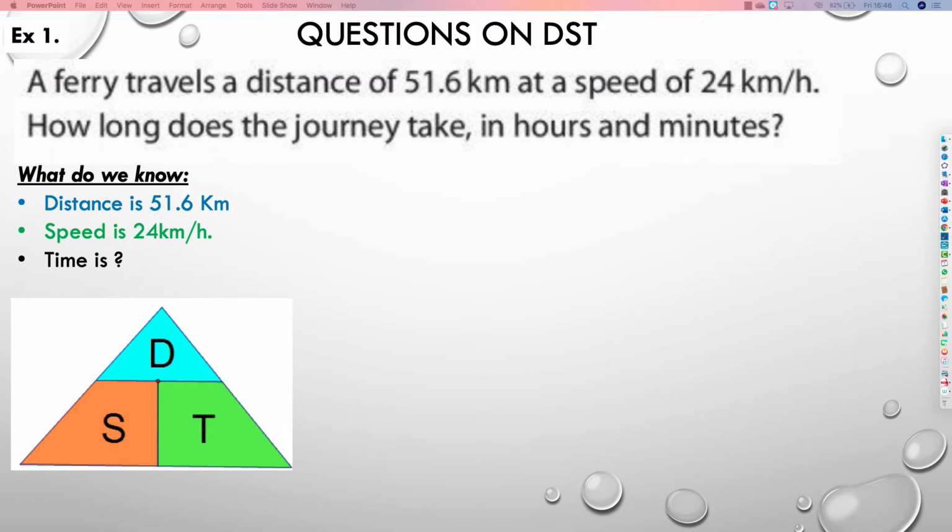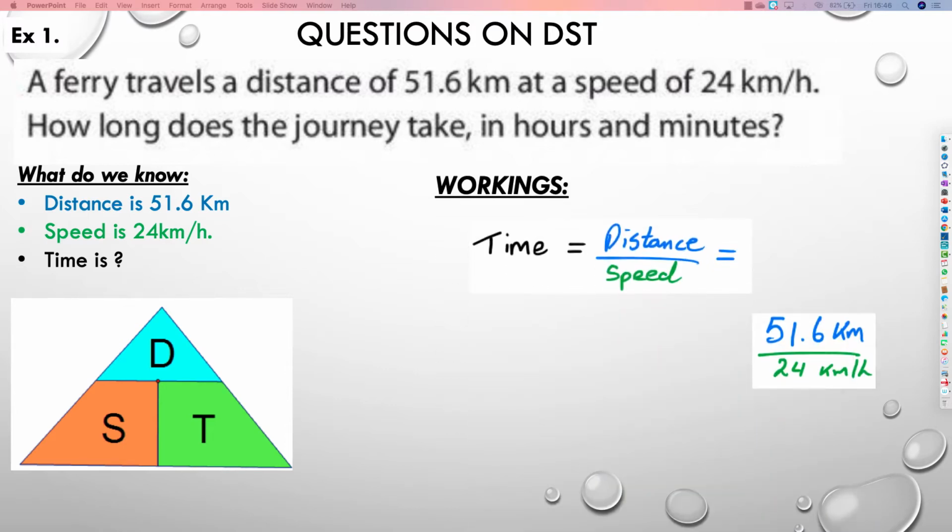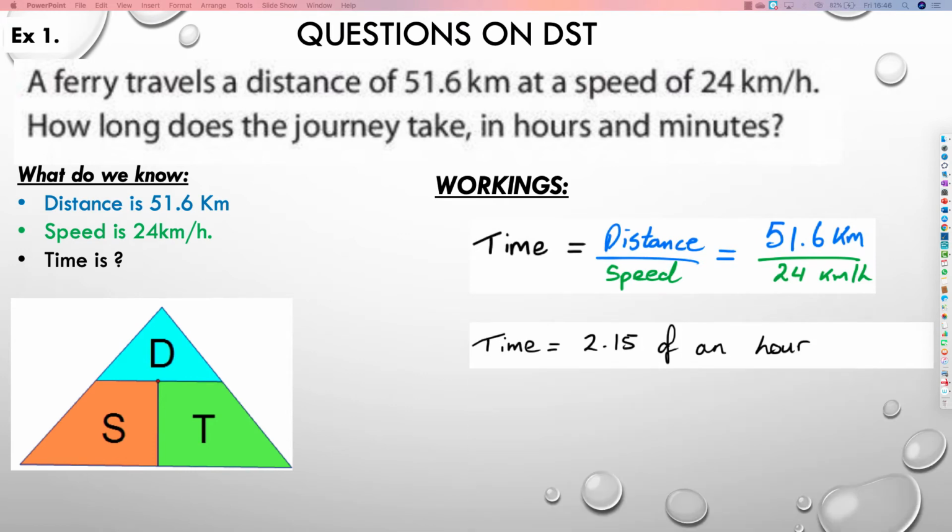So what does your answer mean? You got 51.6 divided by 24 kilometers, and you got 2.15 an hour. What does that mean? Does that mean 2 hours and 15 minutes?